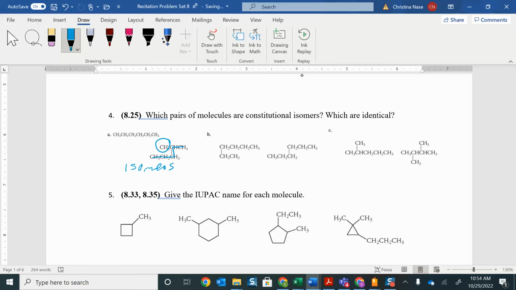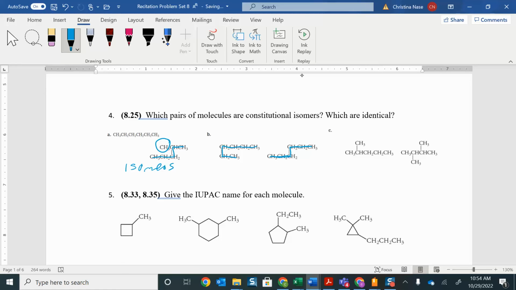This one, let's see, trying to find the longest continuous chain. I've got 1, 2, 3, 4, 5, 6. Again, hexane. Let's see about this guy. 1, 2, 3. It's really easy to stop there and be like, well, that's what's horizontally written on the page. But I can keep going because I don't have to pick up my pencil. So I've got 1, 2, 3, 4, 5, 6. So these are just straight chains of hexane.